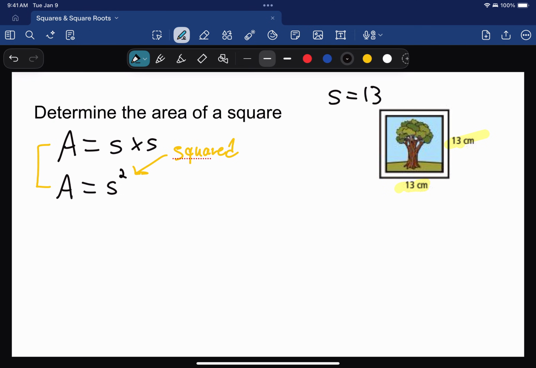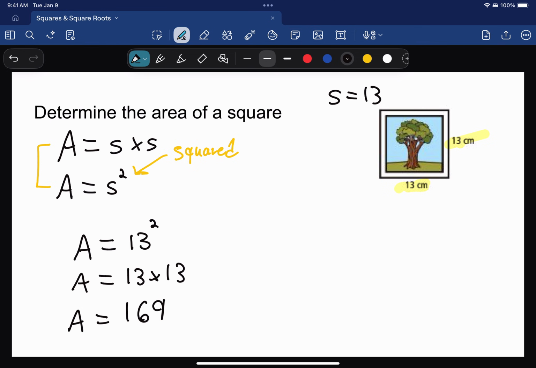Okay, so let's plug it into our formula. A equals 13 squared. Okay, now we can solve for this. We could do it this way, or we could also rewrite it as 13 times 13. This is all the same stuff. It all means the same thing. So 13 times 13 is 169. So that is going to be our answer to our problem.